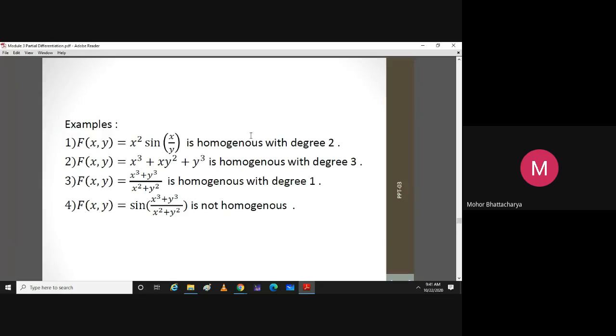Yes, sir. Thank you. Others? Any doubt in the first example? No, sir. Because we are going to state Euler's theorem. No, sir.